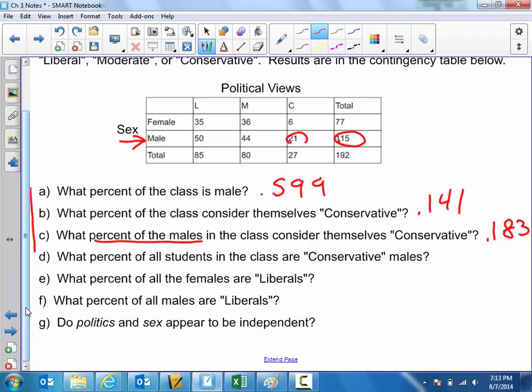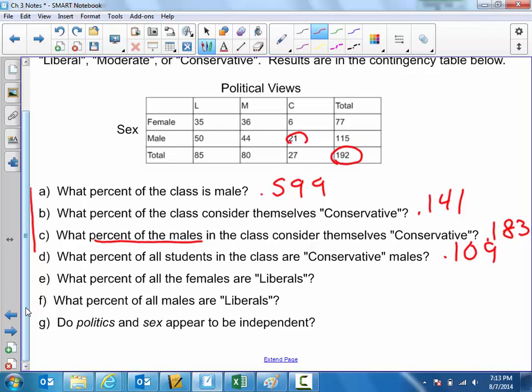Fourth thing, what percent of all students in the class are conservative males? Well, this is going to do sort of what you may have been tempted to do last example. We're going to take the 21 that has already been circled, and now we're talking about all the students, 192. Divide the 21 by 192, and you get 0.109 or 10.9%.